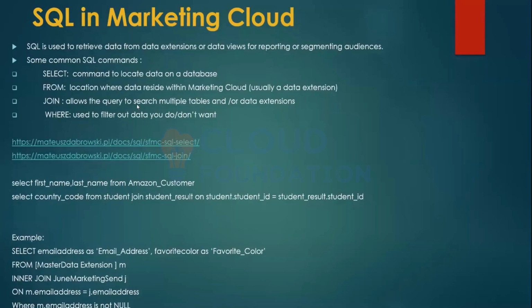We can also join multiple tables, suppose two or three tables, and store that data in a new data extension. It allows the query to search multiple tables and data extensions. And of course, WHERE is used to filter. Like select star from employee will fetch all data, but when you write select star from employee where city equals Mumbai, then it will fetch only the same city. It will do the filter.